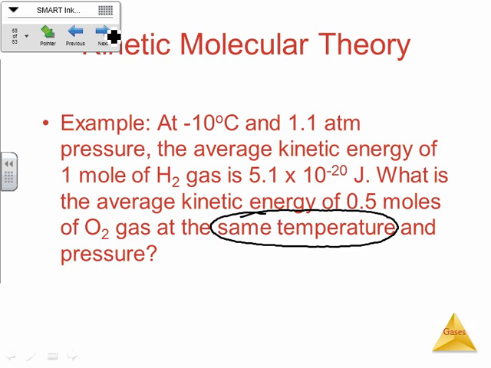You have 1 mole of H2 gas here, and you have half of that in O2 gas. You got 0.5 moles instead of 1. That doesn't matter because we're talking about an average here, okay? So all you have to do here is say the average kinetic energy of the O2 gas is going to be exactly the same. It's 5.1 times 10 to the negative 20th joules, okay?